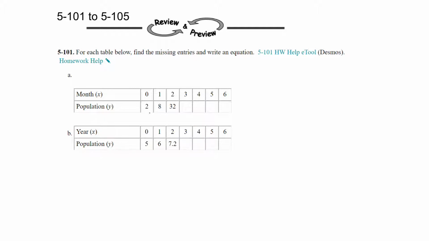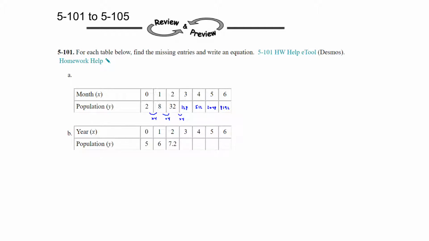So as we look here, 2 goes to 8 by multiplying by 4. 8 goes to 32 by multiplying by 4. So therefore we'll continue that same pattern and we'll just continue to multiply the populations by 4. 32 times 4 is 128. 128 times 4 is 512. 512 times 4 is 2,048, and 2,048 times 4 is 8,192. So therefore, we have the missing entries, and now we need to write the equation.